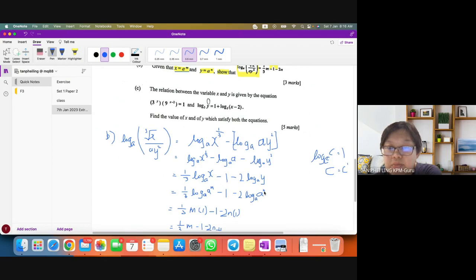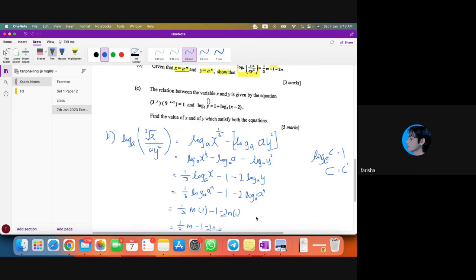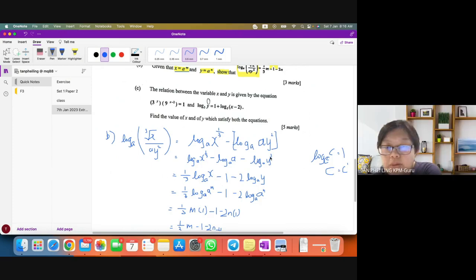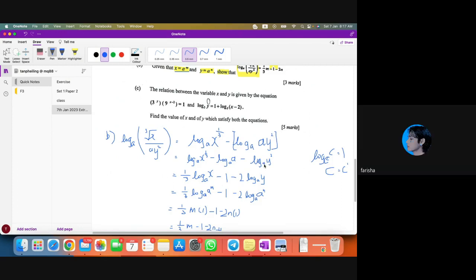And then the n I bring to the front becomes 2n. I'm only left with this one, which is log a also, so it becomes 1 also. The 2 comes from the power. And the power is only applied to y power 2. It's not for the a power 2 also because there's no bracket here. If there's a bracket, which means your a is also squared, your y is also squared. Is that okay? Okay, I understand now.